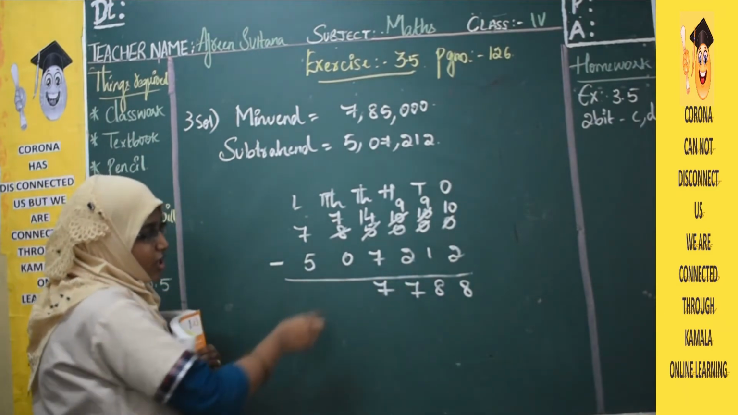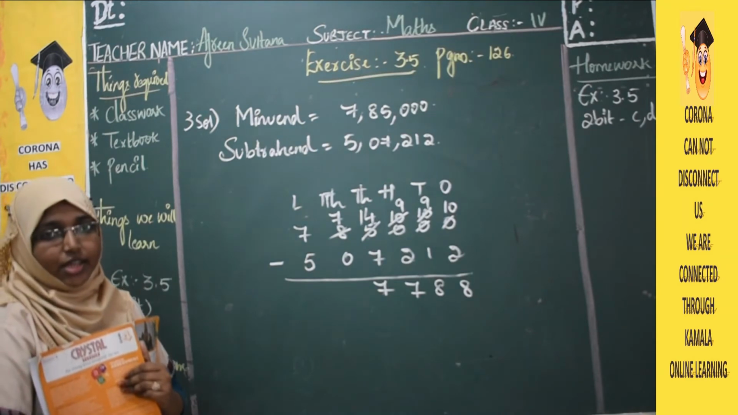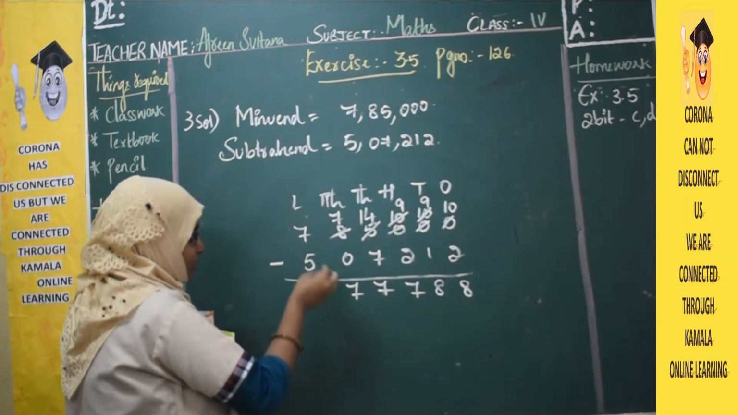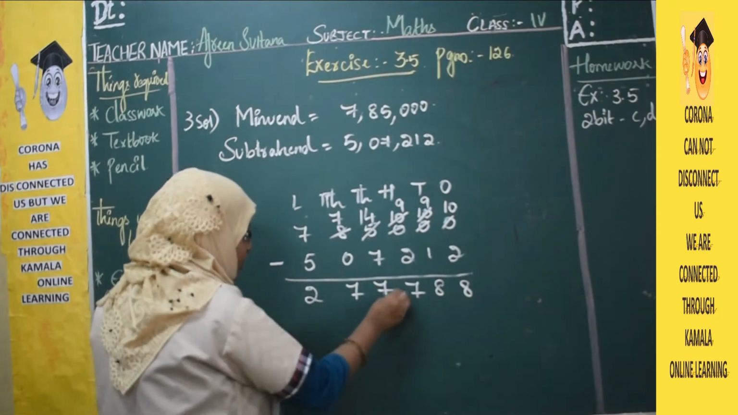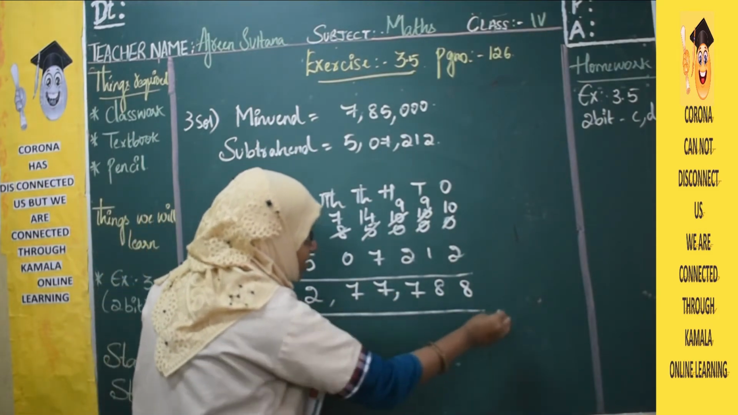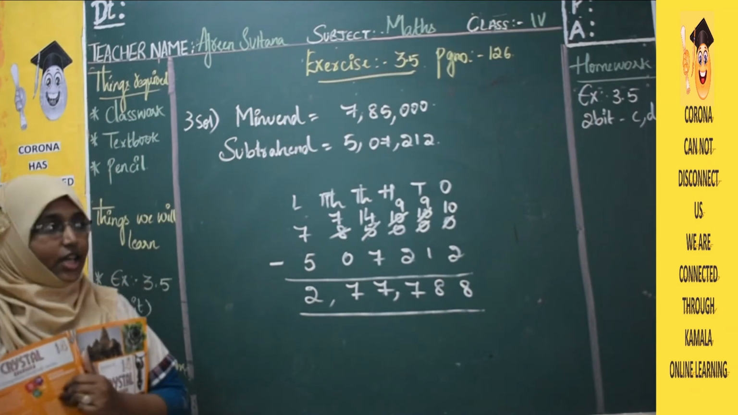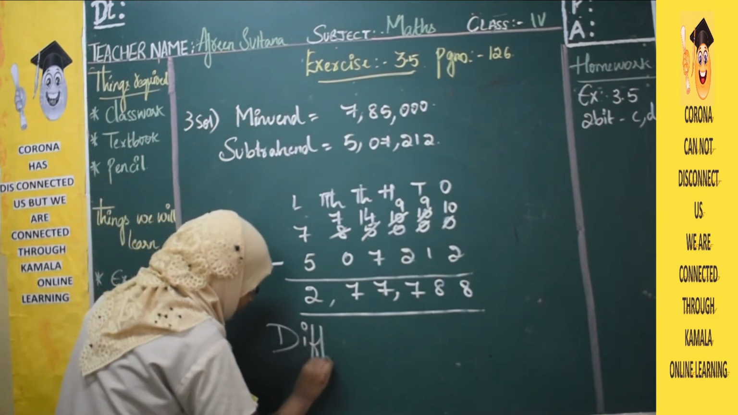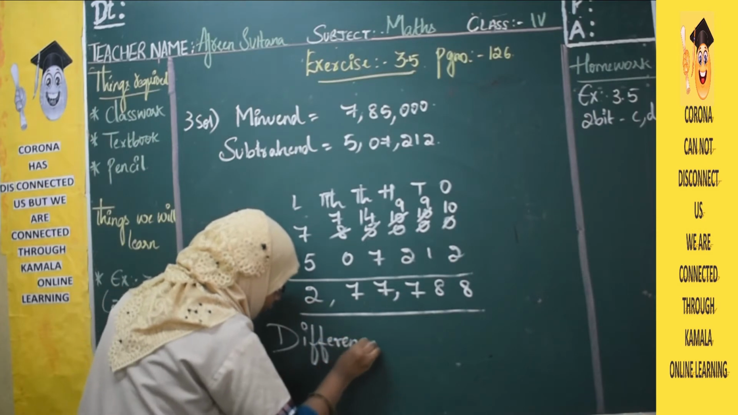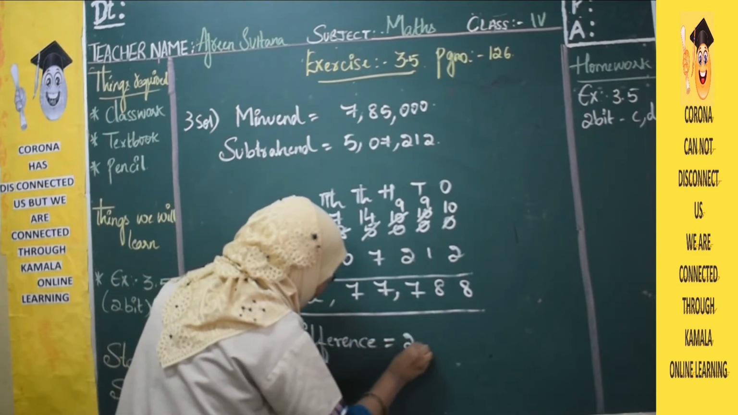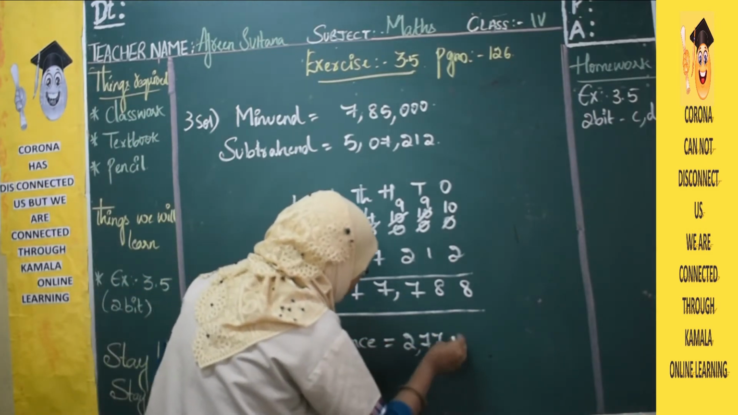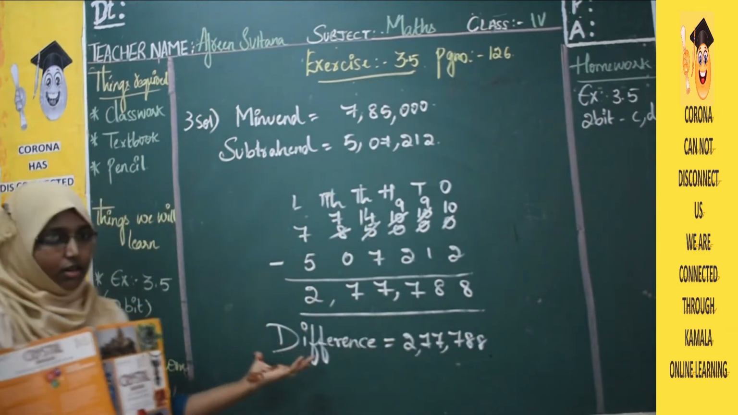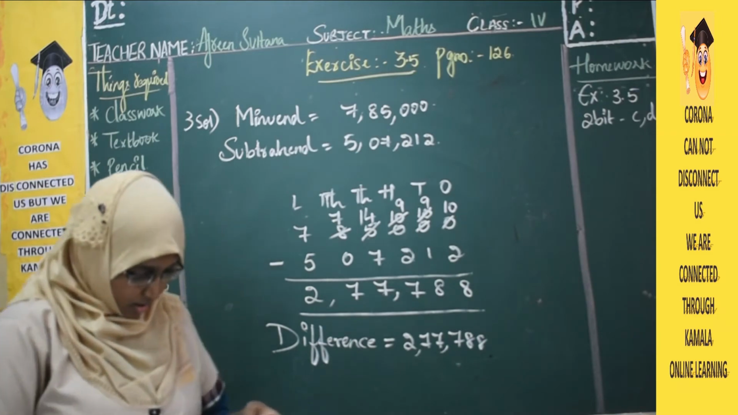Next, this is 0. If we subtract 0 from any number, we will get the same number. So 7 minus 0 is 7 and 7 minus 5 is 2. Now if you place comma, that is 2,77,788 is our difference. Okay. First, check your question properly and then you can easily find. If you interchange your values of subtrahend and minuend, you will never get your difference. Okay.